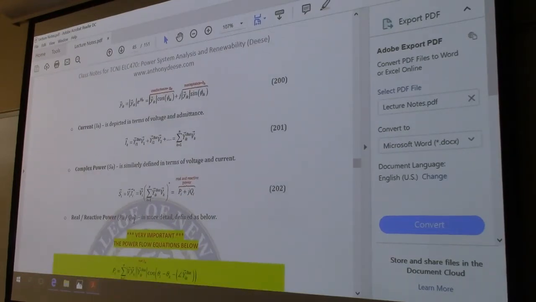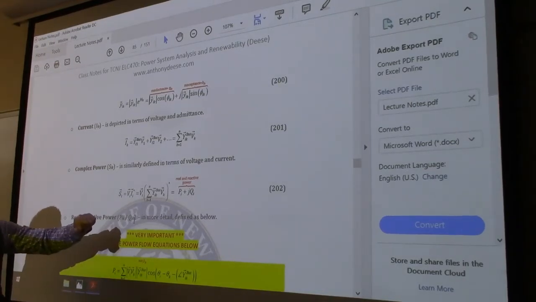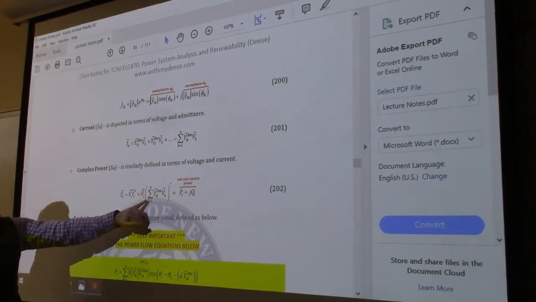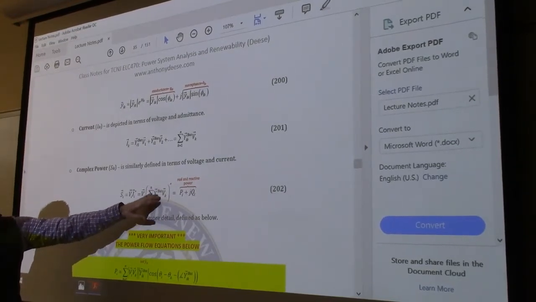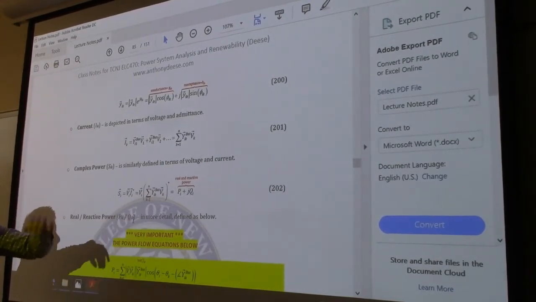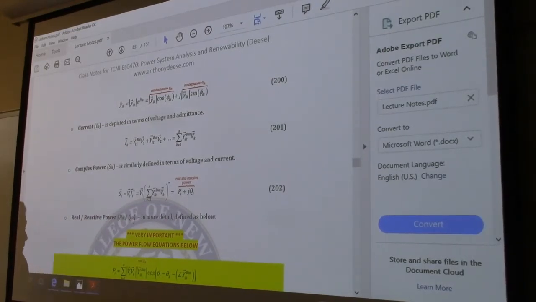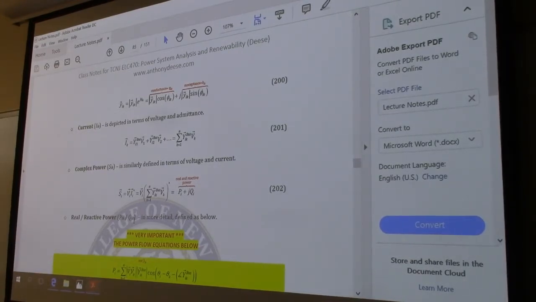Complex power, S equals V I conjugate. We can take this definition of I and plug it in here, and that'll give us V, and then this form, which is the sum of the Y bus elements and the voltages. And that's also equal to the real plus the reactive power. Okay, so those are all equations that you should have seen in some form before. But the reason why we've highlighted them here is because they're really important for doing the work in this chapter.